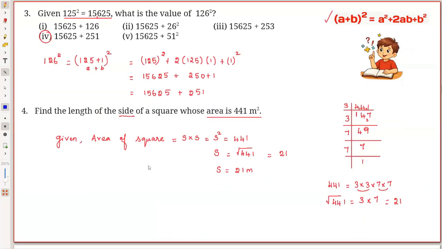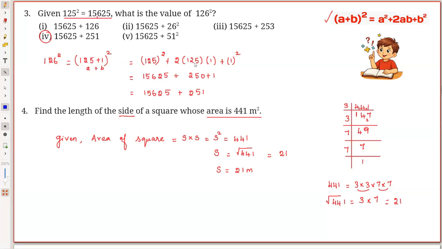Now, this type of question: 125 square is equal to 15,625. What is the value of 126 square? 125 square is given, so based on that we have to find 126 square. For this we will use the formula: A plus B the whole square is equal to A square plus 2AB plus B square. 126 can be split into 125 plus 1 the whole square. Here A is 125, B is 1. A square plus 2 times A into B plus B square. 125 square we need not multiply, it is already given in the question.